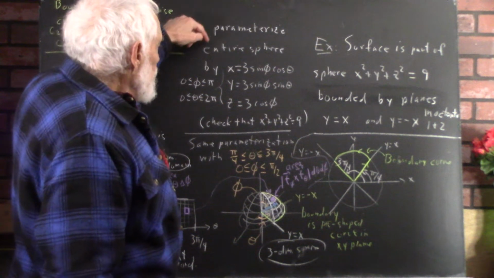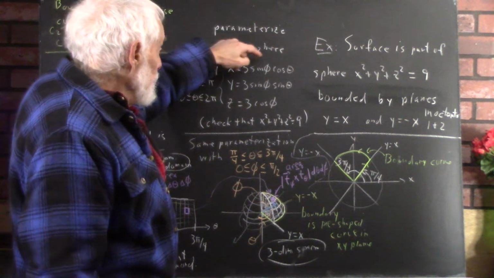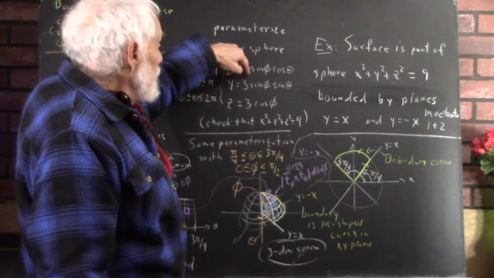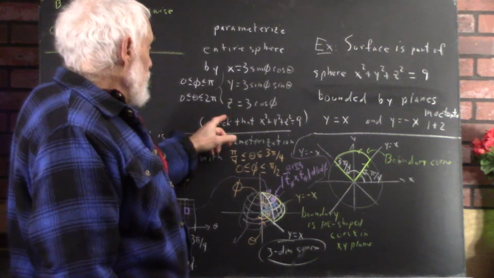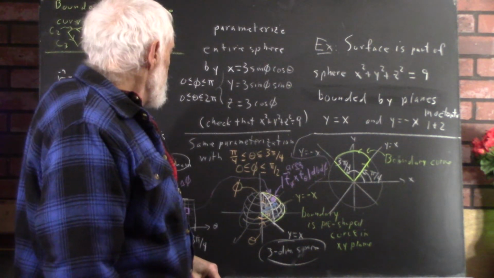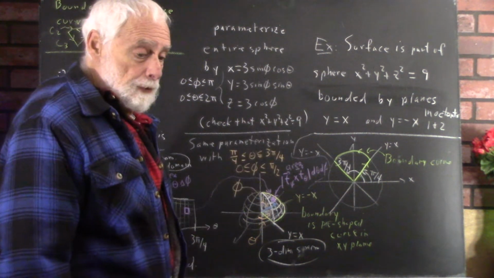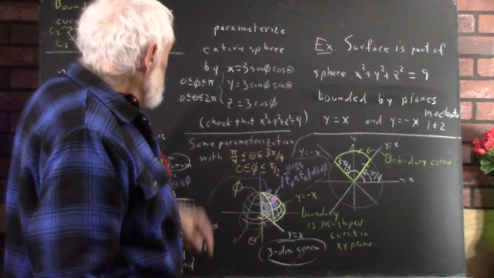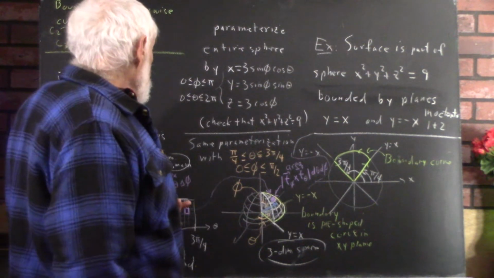You can parameterize the entire sphere by x equals 3 sine phi cosine theta, y equals 3 sine phi sine theta, z equals 3 cosine phi. And now you can check that x squared plus y squared plus z squared equals 9. Now why this parameterization? Well, that's just your polar coordinate parameterization.